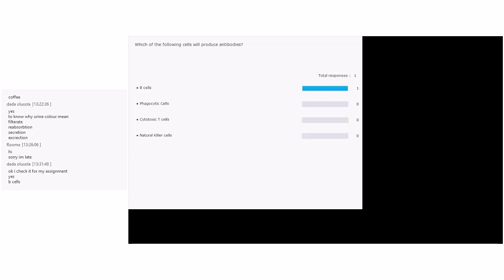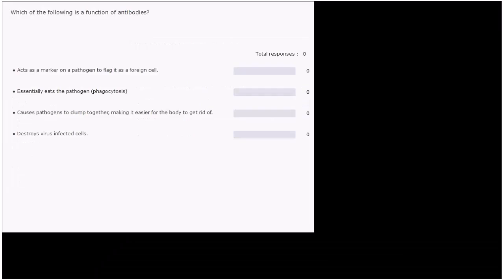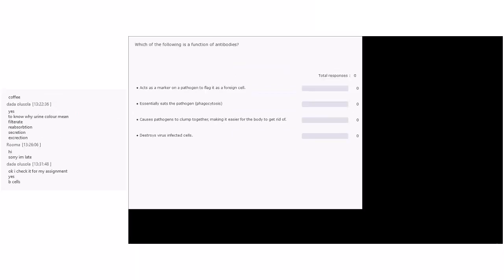And you are correct, it is B cells. Those are the ones that produce antibodies. Okay, let me find our next question. Which of the following is a function of antibodies? A, act as a marker on a pathogen to flag it; B, essentially eats the pathogen like phagocytosis; C, causes pathogens to clump together, making it easier for the body to get rid of; or D, destroys virus infecting cell.